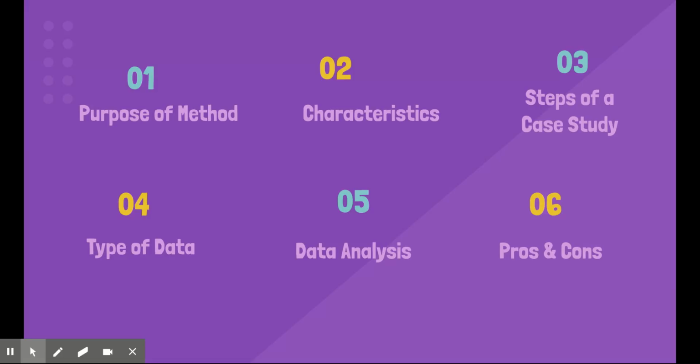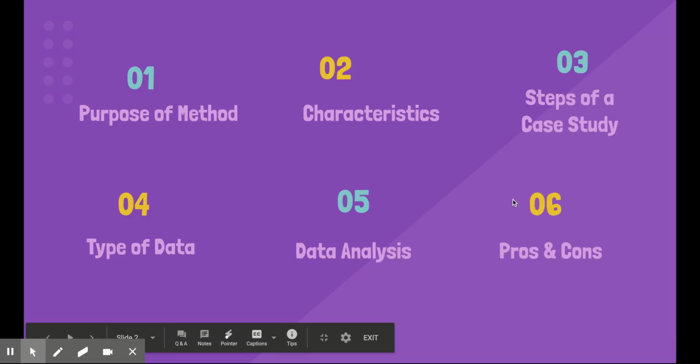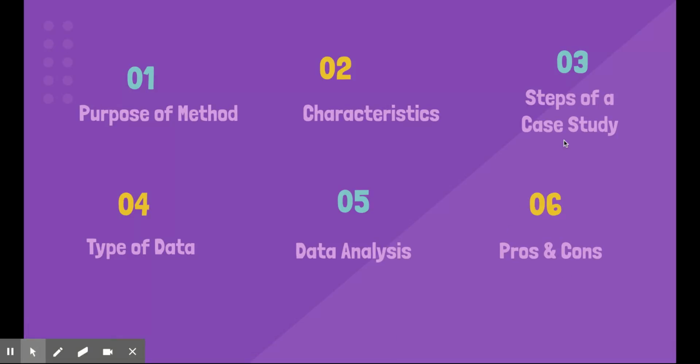We're going to cover 6 areas today. First, the purpose of the method, characteristics of case studies, steps to creating a case study, the type of data it yields, how that data is analyzed, and the pros and cons of how to use that data.